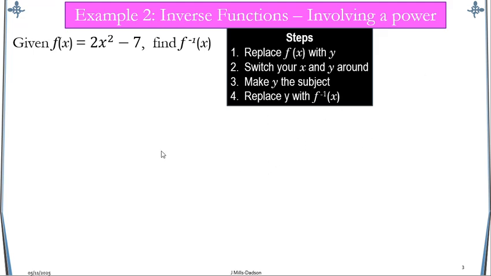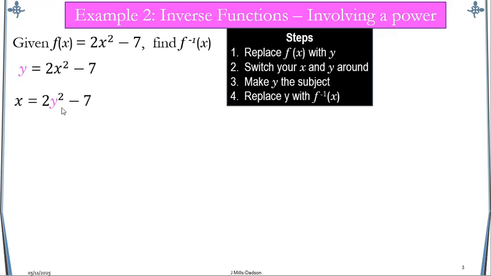So first, replace f of x with y. So we have y equals x squared minus 7. Then we're going to switch x and y around. So we now have x equals y squared minus 7. Then the third step is to make y the subject.